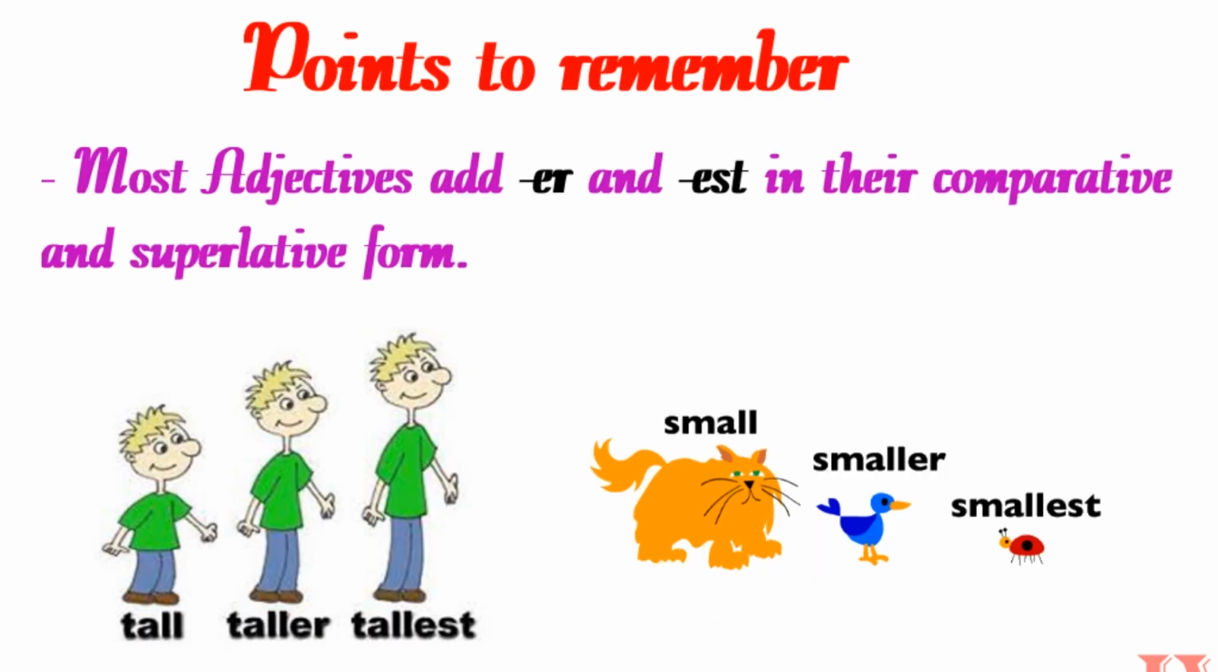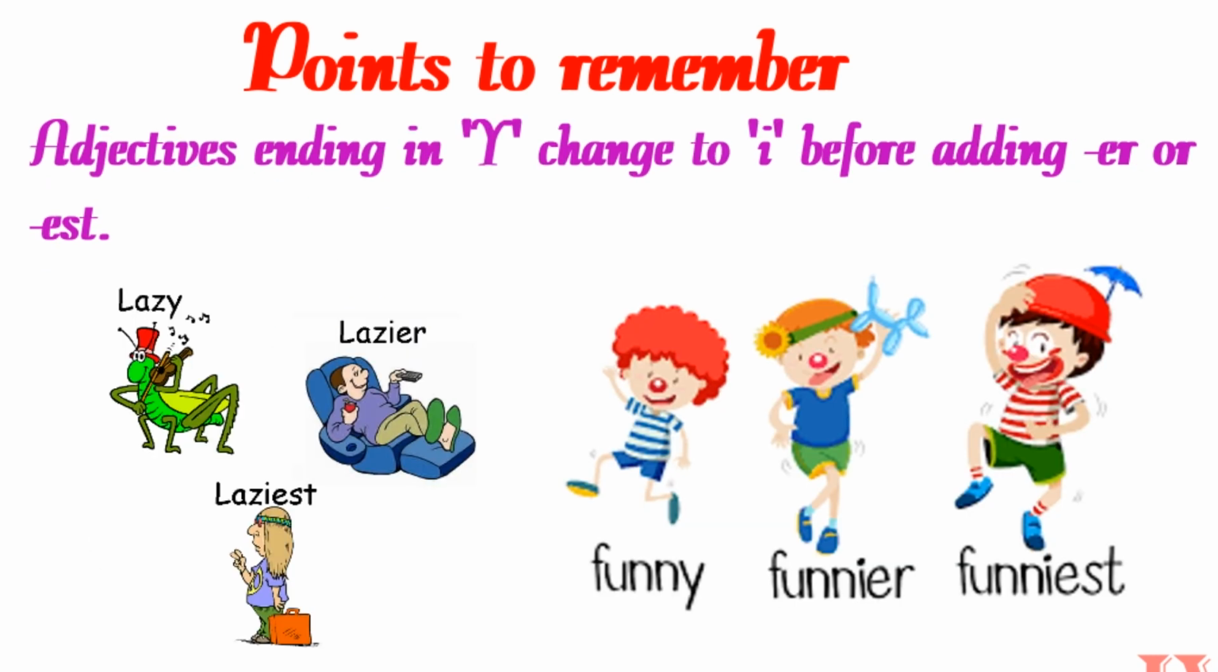Now, there are some points to remember in the degrees of adjective. Most adjectives add er and est in their comparative and superlative form. For example, tall becomes taller, tallest. Small becomes smaller, smallest. Adjectives ending in y change to i before adding er or est. For example, lazy becomes lazier, laziest. Funny becomes funnier, funniest.